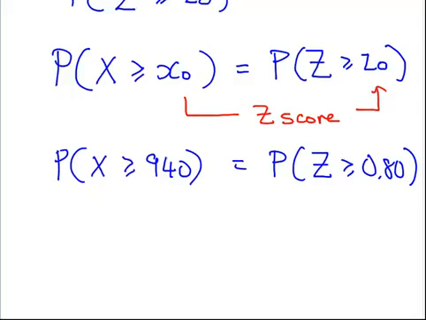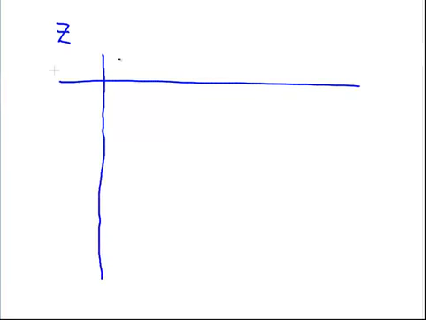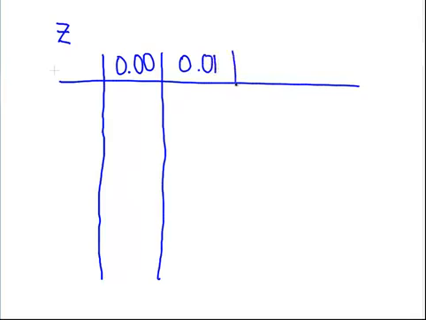Essentially what I'm going to do is draw a quick sketch of the tables. We would have the Z scores down along the rows here, and across we would have the second decimal place. 0.00 would be somewhere like here. The next column would be 0.01. The next column again would be 0.02, and so on.